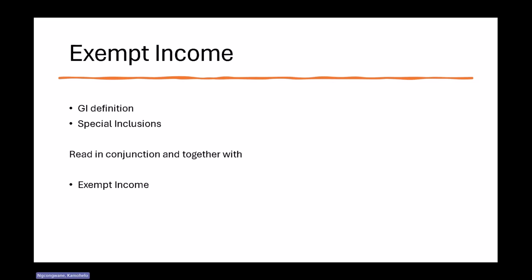Therefore, don't net things off and treat them as one and then just show one amount. You don't do that. You bring things in as part of your gross income definition, or you bring things in as part of your special inclusions. You take them out as part of your exemptions, or you take them out as part of your general deductions, or you take them out as part of your specific deductions.